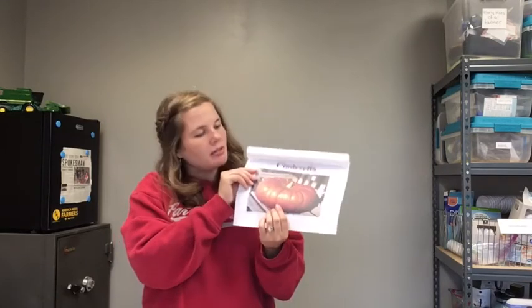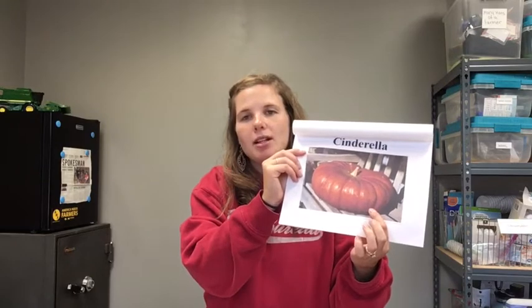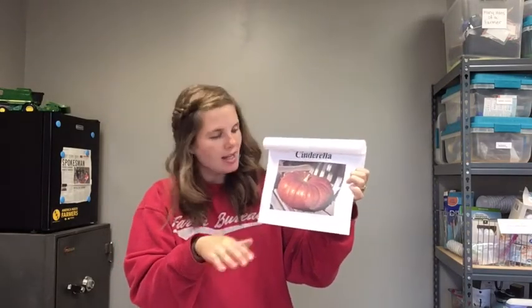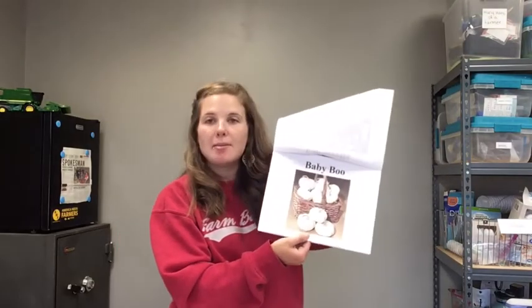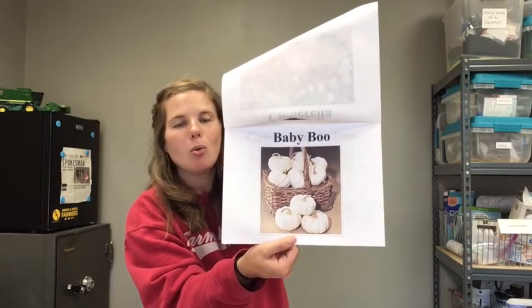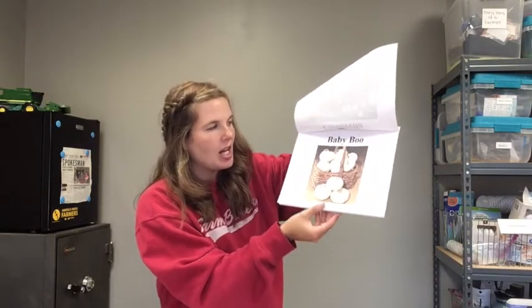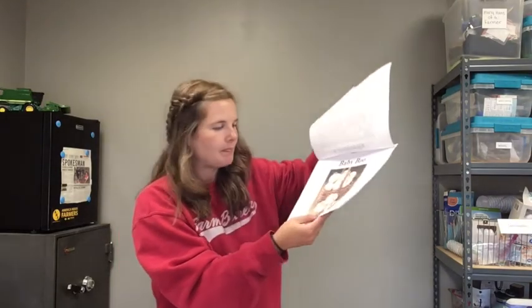So this pumpkin right here is a Cinderella pumpkin. The Cinderella pumpkin is bright orange. It's a little bit more flat. It's very bumpy. Baby Boo pumpkins. These pumpkins are small, white, and they fit in the palm of your hand. So these are primarily used for decoration.